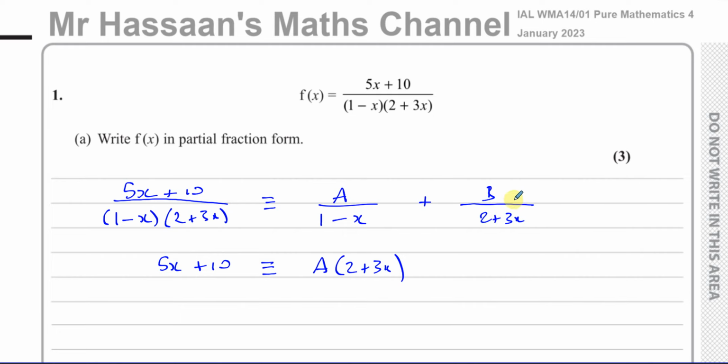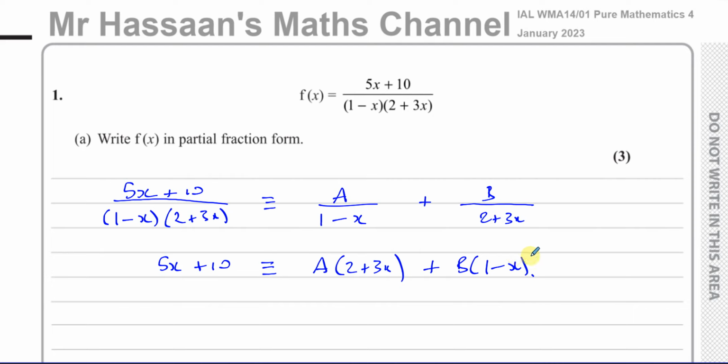And if I multiply this by 1 minus x times 2 plus 3x, the 2 plus 3x's cancel, and I'm left with b times 1 minus x. So it always works out like this, that this is multiplied by the one that's not underneath it, and this is multiplied by the one that's not underneath it. Sometimes it might be two that are not underneath. So now we have set up our identity. From this identity, we can now calculate the values of a and b.